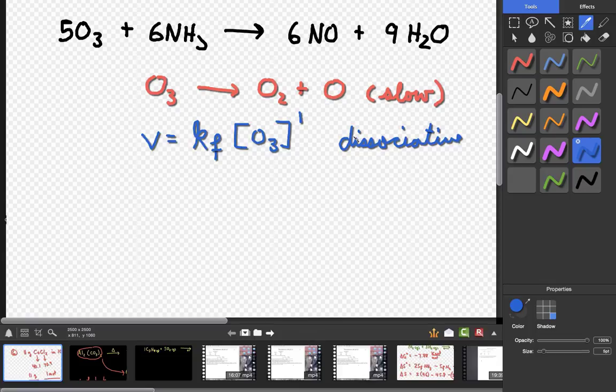So we're asked in question 7, how would the reaction rate change if the pressure of ammonia is doubled? This is very simple. Ammonia is not in the rate expression for the slow step, therefore it has no effect on the rate. If I were to double ozone, it would double the rate. If I were to decrease ozone by a factor of 2, the rate would decrease by a factor of 2. But ammonia is not in the slow step, so there is no effect. That is answer choice C on number 7.